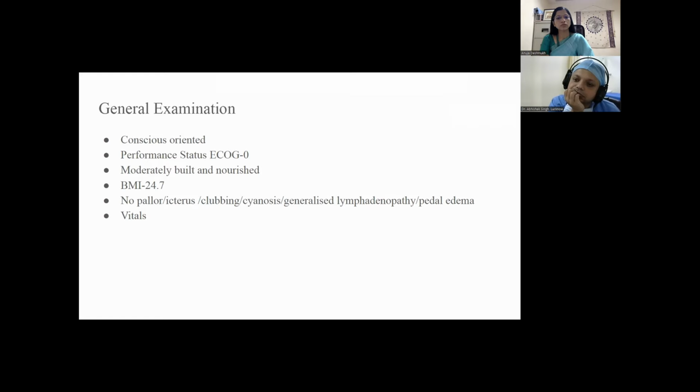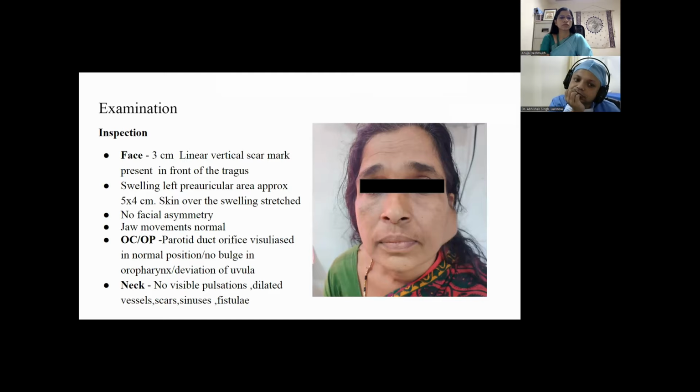Moving on to the local examination. On inspection of the face, there was a 3 cm linear vertical scar mark in front of the tragus and a swelling in the left preauricular area approximately 5 x 4 cm, and the skin over the swelling was stretched. There was no facial asymmetry and the jaw movements were normal, and then oral cavity and oropharynx inspection.